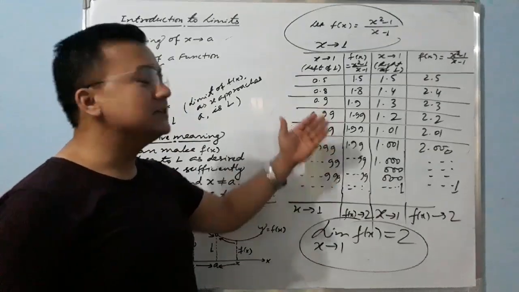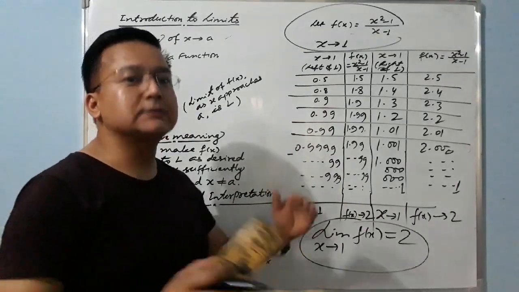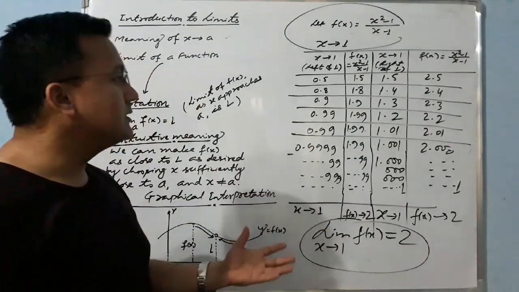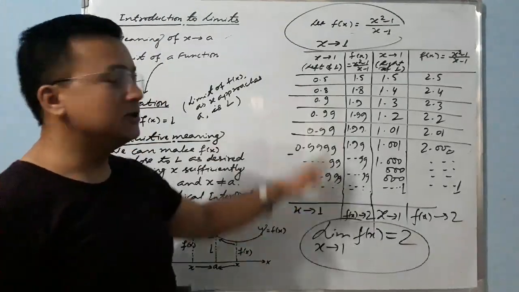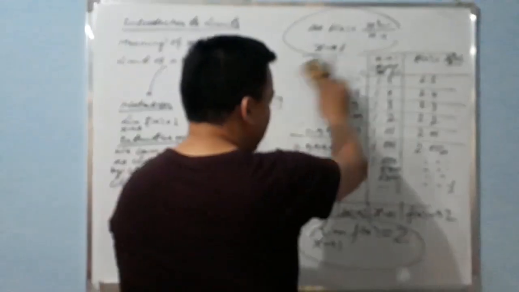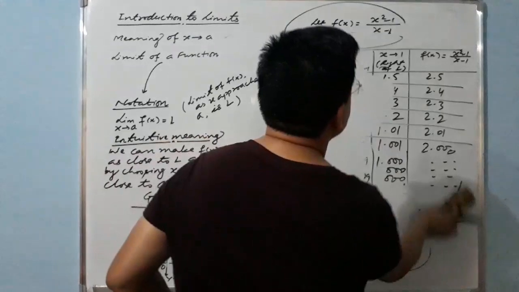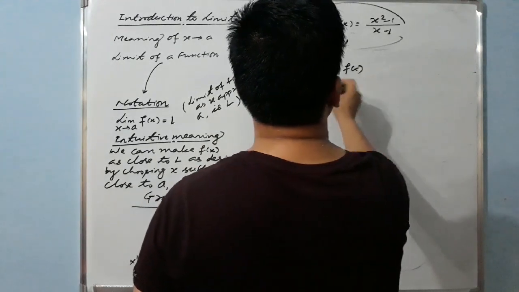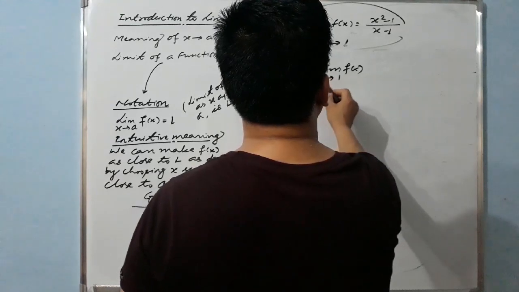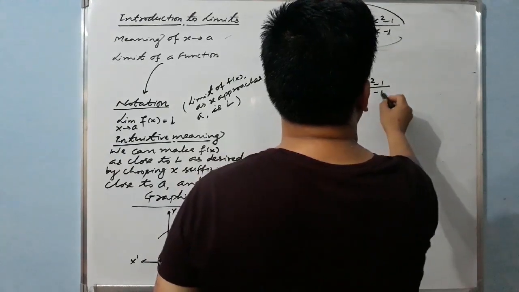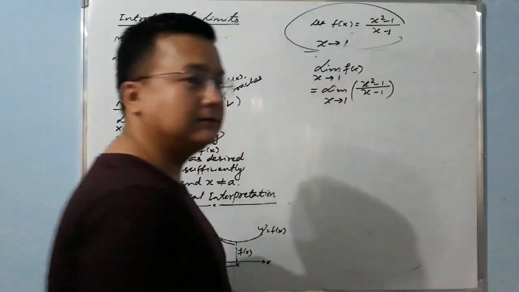Actually, we don't use this method while practicing questions, because it is so lengthy. We have developed a simpler method. By this table you got the idea of how we got the limit of the function. Now the same question in short form: the limit of f of x when x tends to 1 is equal to the limit of x square minus 1 upon x minus 1, x tends to 1.